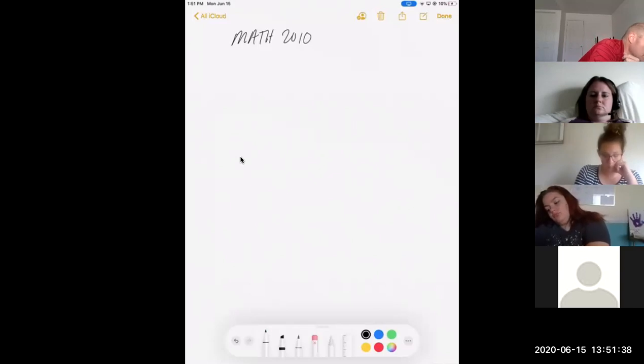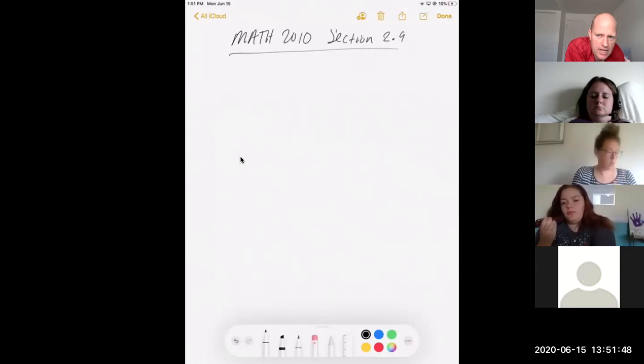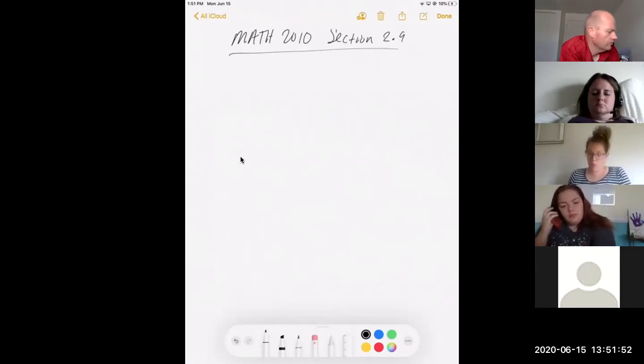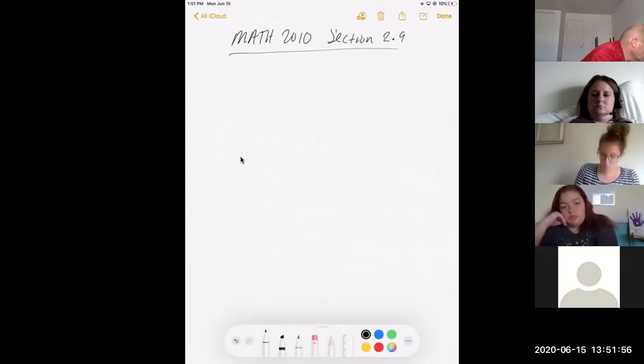Excuse me. Math 2010, section 2.9. Okay, so we just have a couple more sections for chapter 2, and then we'll test on it for unit 2, I should say. So we're just going to do examples with drawings of chip models.